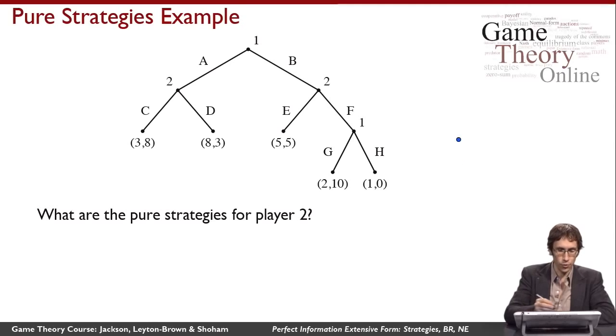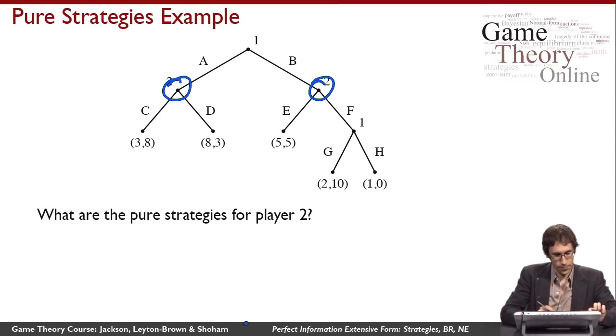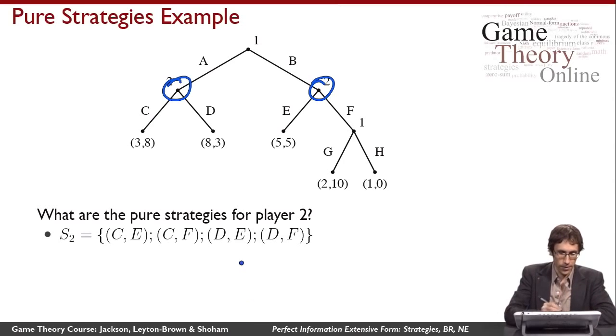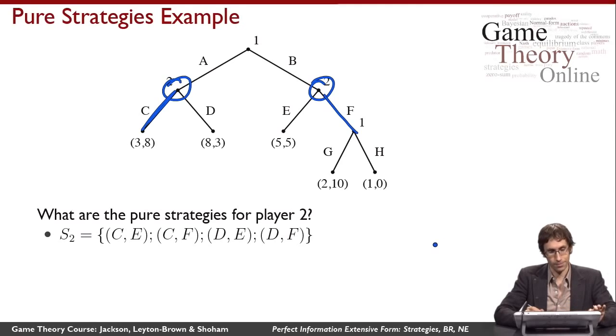Well, player 2 has 2 choice nodes, this one here and this one here. And so the pure strategies for player 2 are going to be the cross products of the action sets at each of those different choice nodes. So here they are written out. So for example, the pure strategy CF is saying that at this choice node, player 2 will play C, and at this choice node, player 2 will play F. And because they're 2 sets of size 2, there's a total of 4 pure strategies.